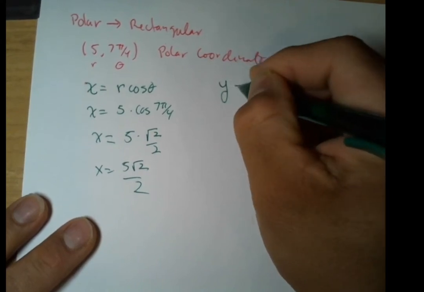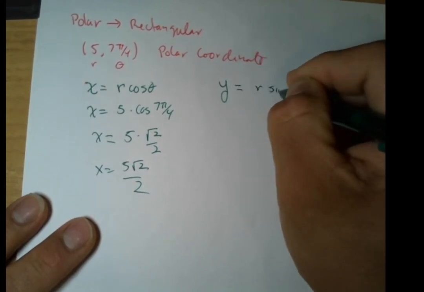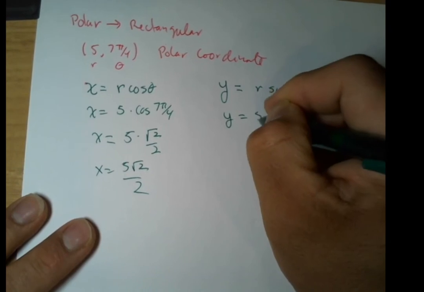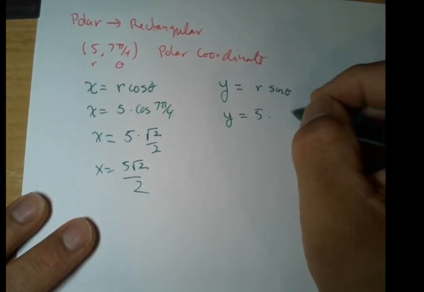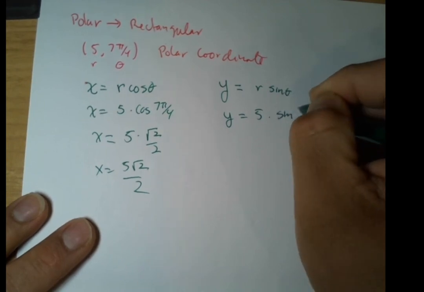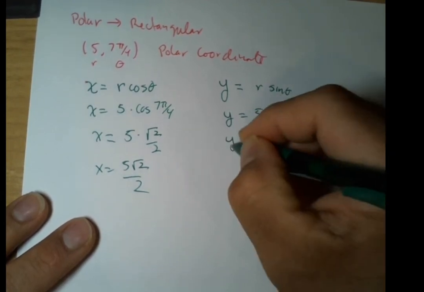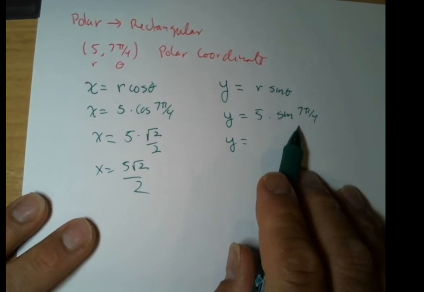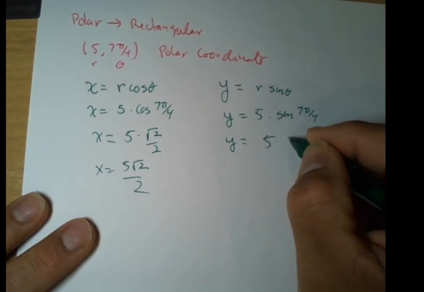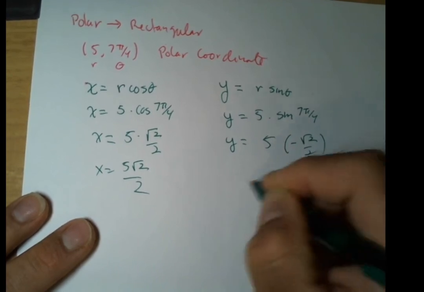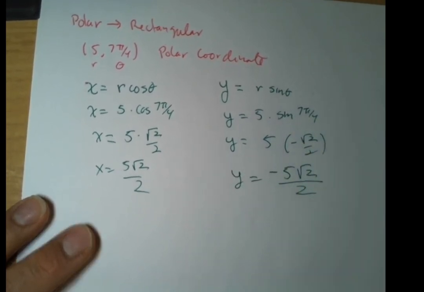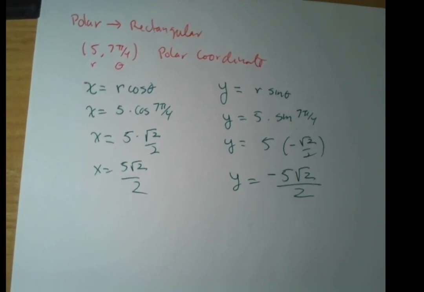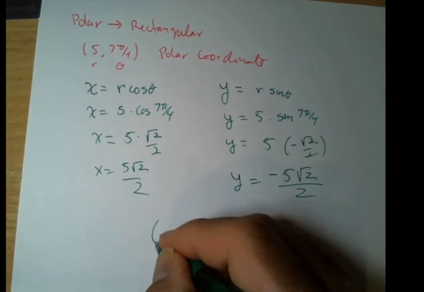Now our y coordinate is going to be r sine theta. So y would be 5 times sine of 7 pi/4. Here in quadrant 4, the sign is negative, root 2 over 2. So y is -5 root 2 over 2. And that is how we convert from polar into our rectangular coordinates.